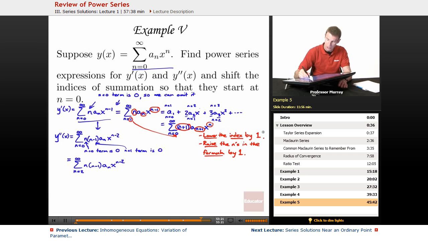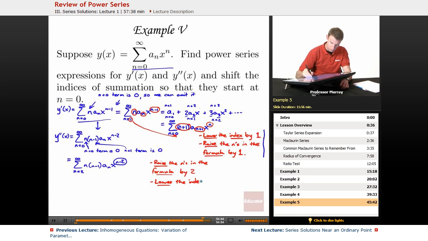So I'm not doing this business over here where I'm shifting the indices. That's what I'm going to do next. So now I look at this and I see that that x to the n minus 2 right there, I want to raise that up and make it x to the n. So what I'm going to do is I'm going to raise the n's in the formula by 2 in order to get that n minus 2 up to an n. And to make that work, I have to lower the index by 2.